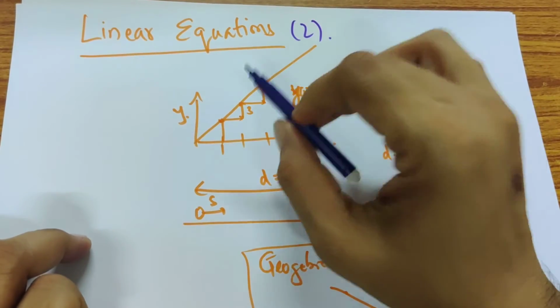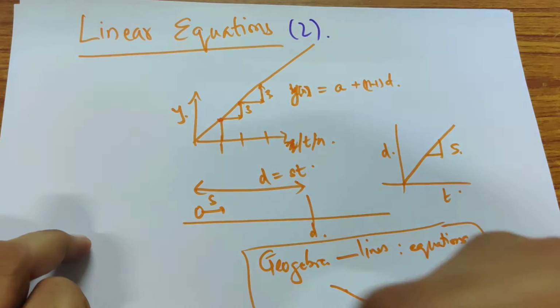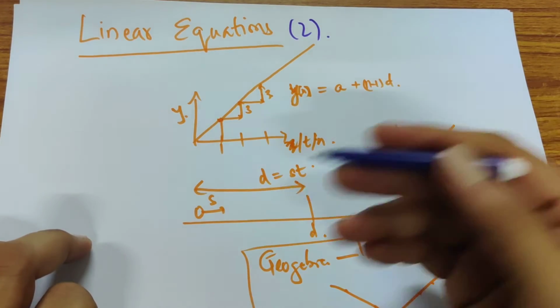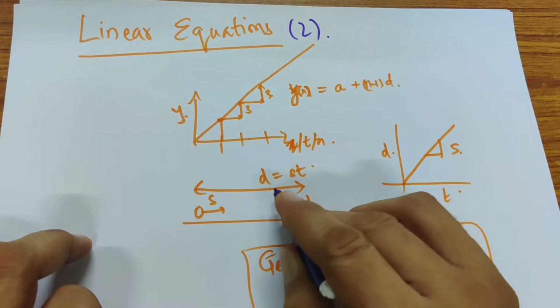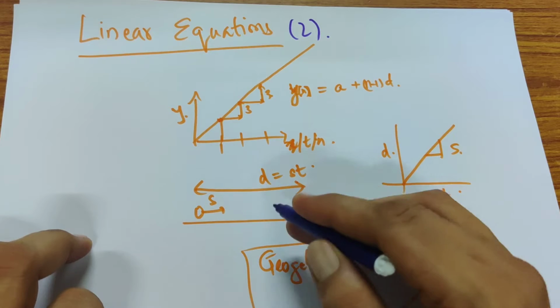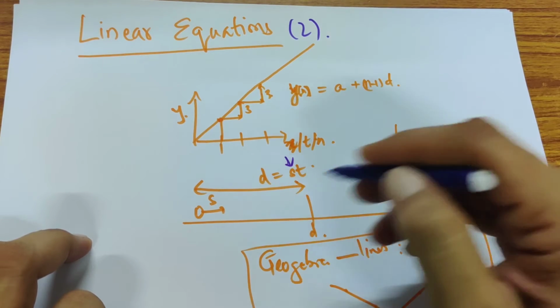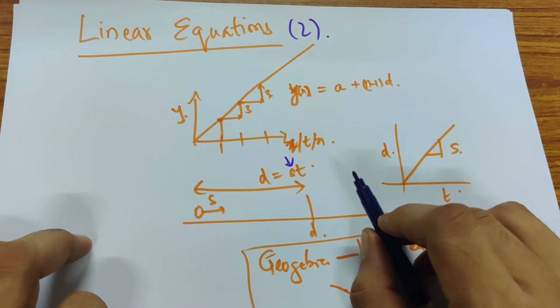This is just a little add-on to the linear equations. Linear equations can be looked at as something even simpler, and that's just that it's a multiplication story, right? So distance is equal to speed into time. So any simple multiplication story, right, in which one of the terms is a constant, is basically a linear equation.